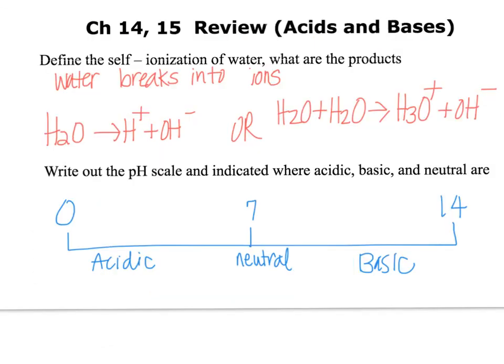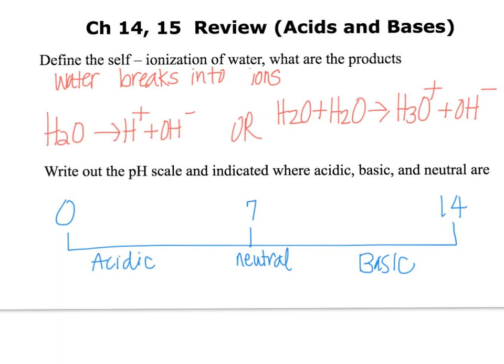So to define the self-ionization of water and what are the products. The self-ionization of water, if you remember from the notes, is when water breaks into ions separately. And so you can show that with one water molecule breaking into H plus and the OH minus, or you can show it with 2 water molecules, and that's where we use that H3O plus, the hydronium, and the hydroxide.